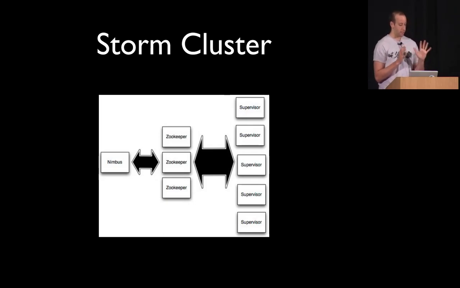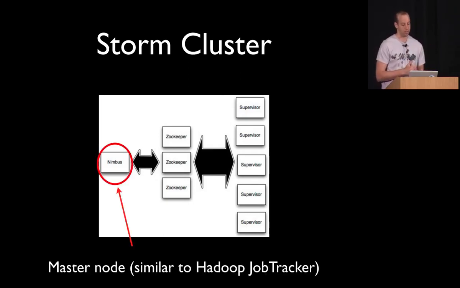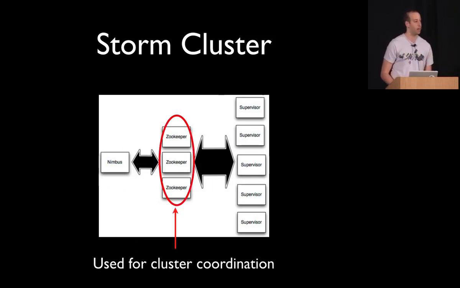So a Storm cluster has three classes of nodes in it. On the left is Nimbus, which is the master node. It plays a role similar to the Hadoop job tracker. Nimbus is where you submit your topologies for execution, and Nimbus will take care of launching workers around the cluster to execute your topology, and it'll monitor your computation and restart anything as necessary to keep things running.